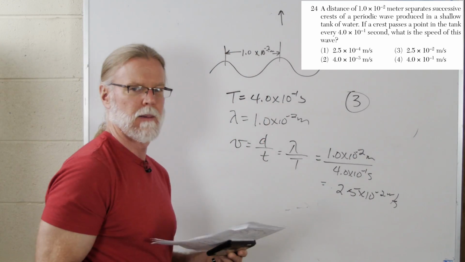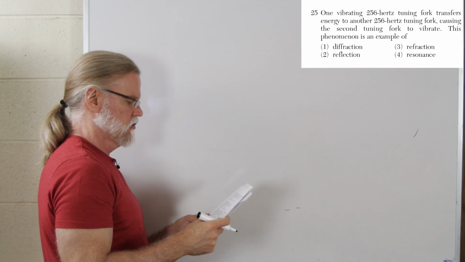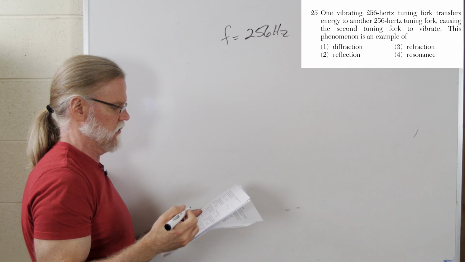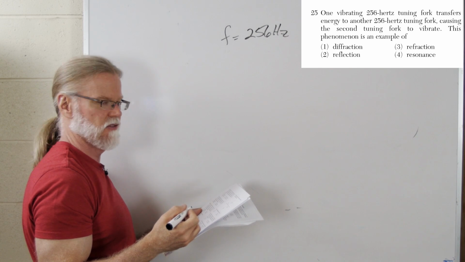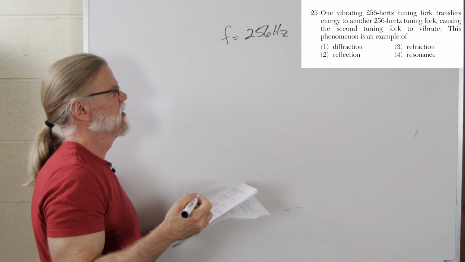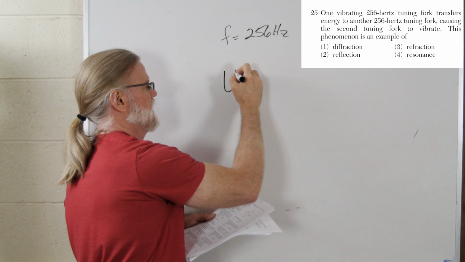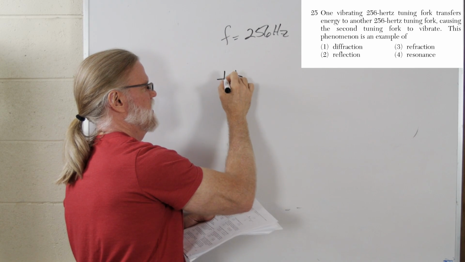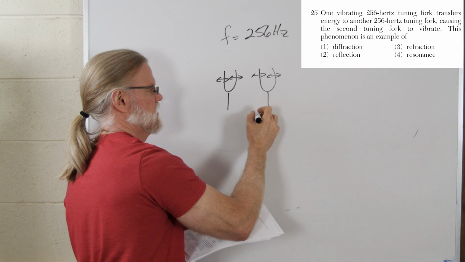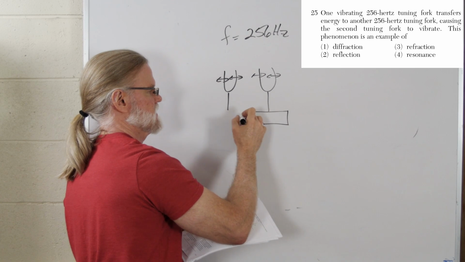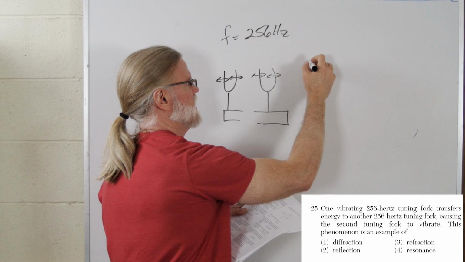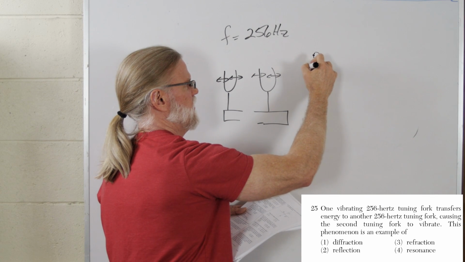3. All right. Number 25, a vibrating 256 hertz tuning fork transfers energy to another tuning fork, causing the second one to vibrate. This phenomenon is an example of, I did this in class, remember? And it didn't vibrate much, but if I put another tuning fork next to it, remember? I had one tuning fork going back and forth at 256, and that made another one vibrate just by being near it. They were in a box.